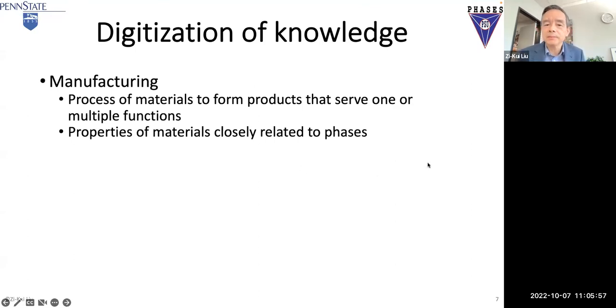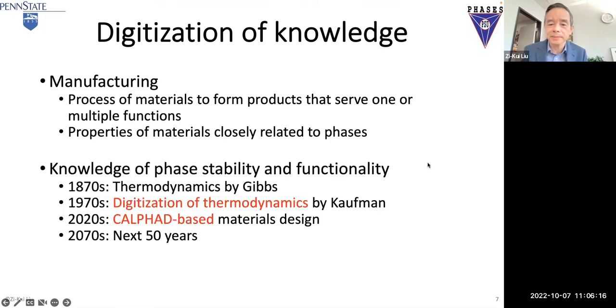So when you make materials, really you're trying to make the materials a certain shape, and then you're going to control the properties. But the properties, we know, are controlled by the phases you have. So what's fundamental here is you have to understand the property of the phases. So how do we understand the property of the phases? Well, we know that's thermodynamics, that's the phase stability.